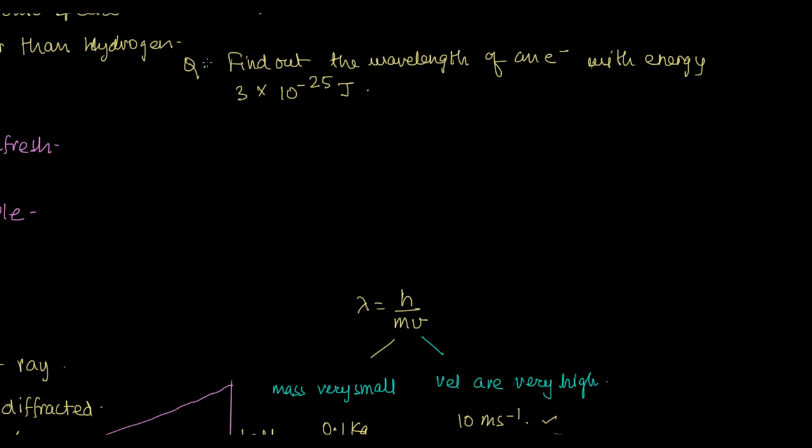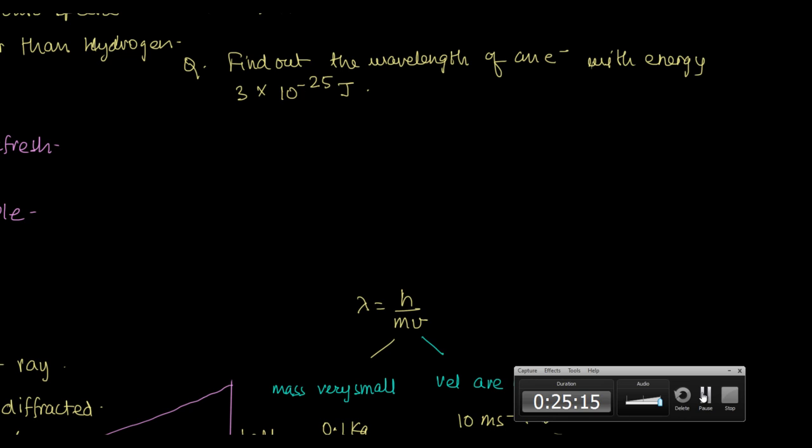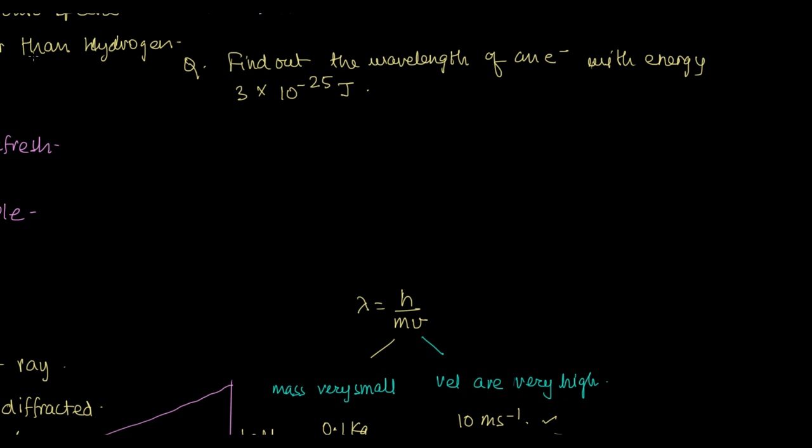And when we say the energy of an electron, what kind of energy must it be having? This energy must be the kinetic energy, right? So from there you'll have to find out the velocity. So let's try to calculate. We are given the energy, right? So energy is nothing but the kinetic energy. So the solution is half m v square is given as 3 into 10 to the power minus 25.